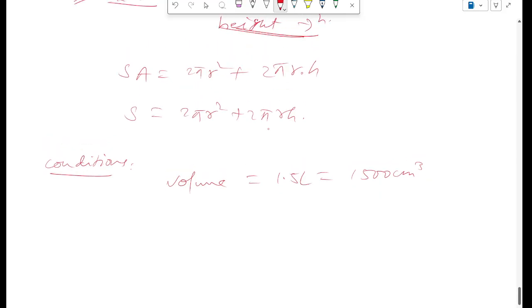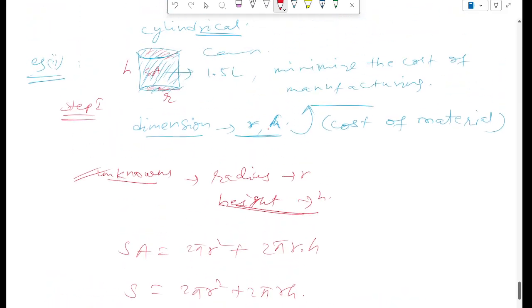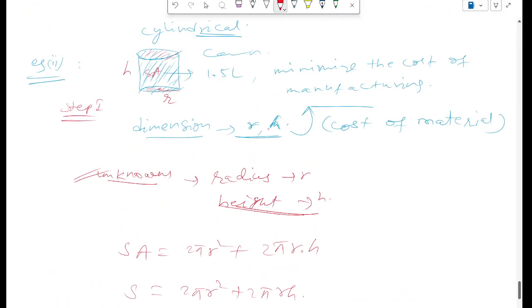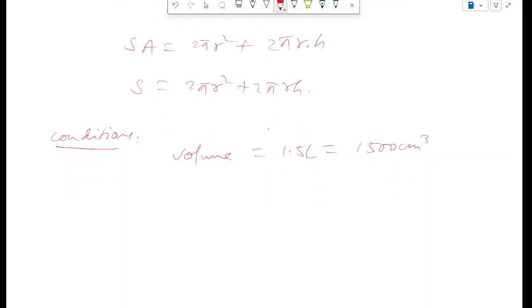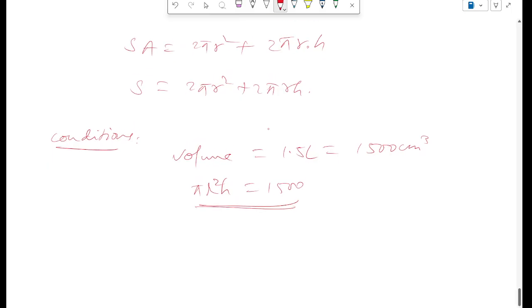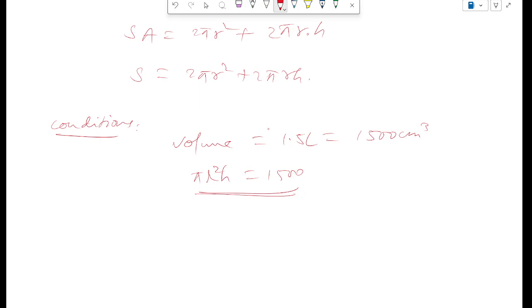Now what is the formula for the volume of the cylinder? This is pi r square into h. So pi r square h equals 1500. This is our condition. From here we can replace either r or h. We will see which one is easy to replace. If we replace r, then we have to replace at two places, here and here. But if we replace h, that is easier. So we will find h equals 1500 by pi r square. Let's call this equation 2 and the surface area equation 1.